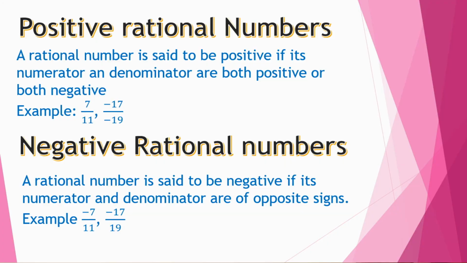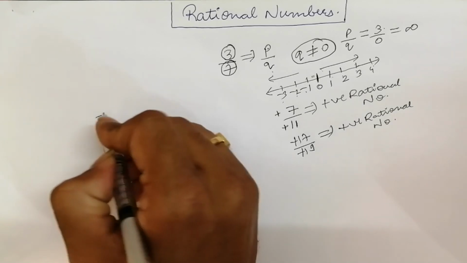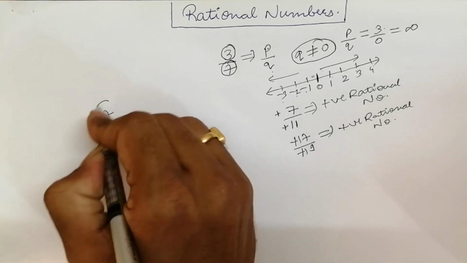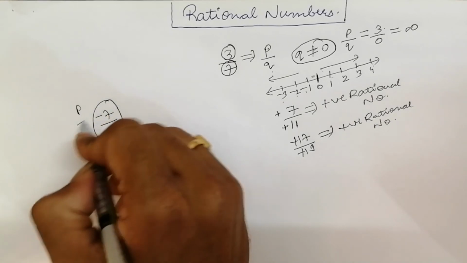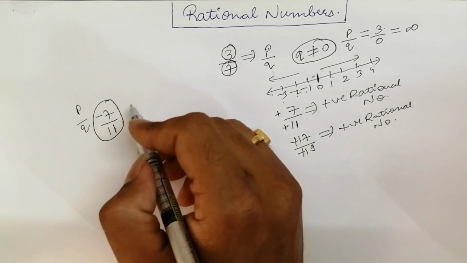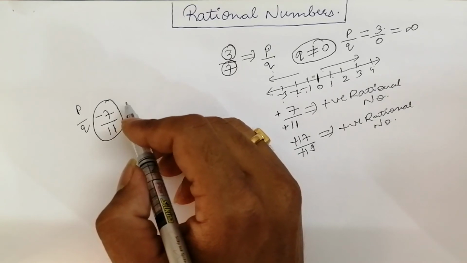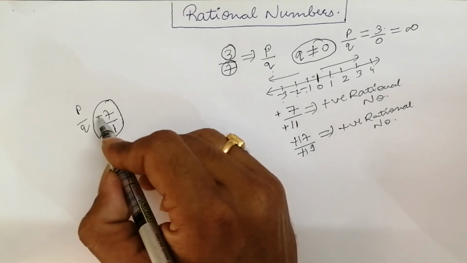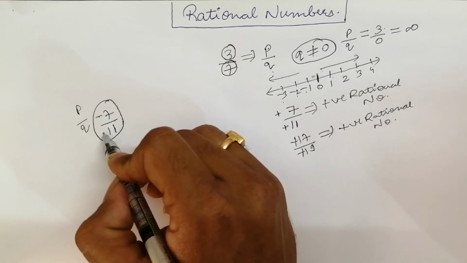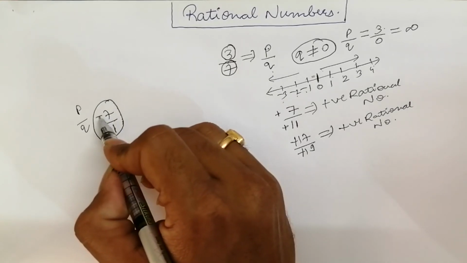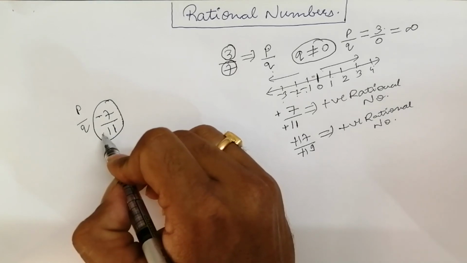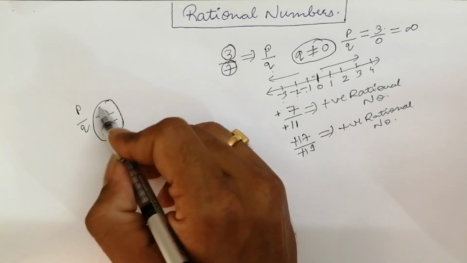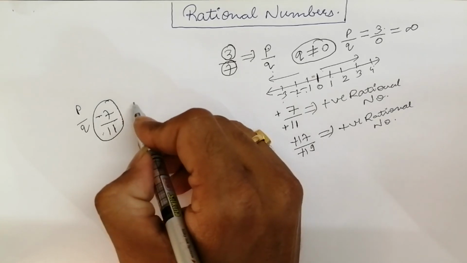A rational number is said to be negative if its numerator and denominator are of opposite signs. Like for example, you can see here -7/11. ओके, ये p/q फॉर्म में है, नो डाउट. सो दिस इज अ रैशनल नंबर. अभी नेगेटिव रैशनल नंबर का डेफिनेशन क्या है, न्यूमरेटर और डिनोमिनेटर अपोजिट साइन चाहिए. लाइक यहाँ पे न्यूमरेटर इज नेगेटिव एंड डिनोमिनेटर इज पॉजिटिव, बोथ आर हैविंग अपोजिट साइंस, सो दैट्स व्हाई दिस इज अ नेगेटिव रैशनल नंबर.